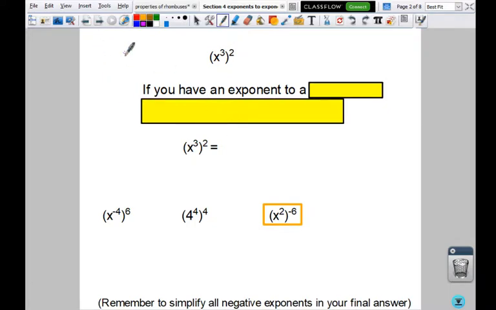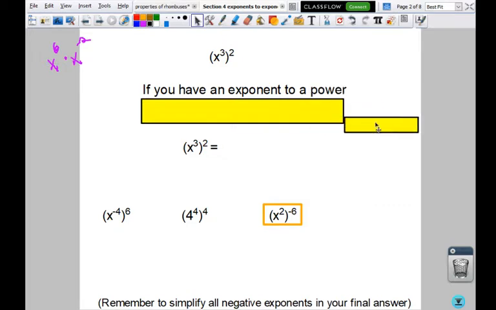So we are still working with exponents. That's this whole chapter. On our warm-up, we did an exponent times an exponent, like x to the 6 times x to the negative 2, right? Today it's a little different. Today we're going to take an exponent and put it to a power. So we're not multiplying exponents. This is x to the third to the power of 2.